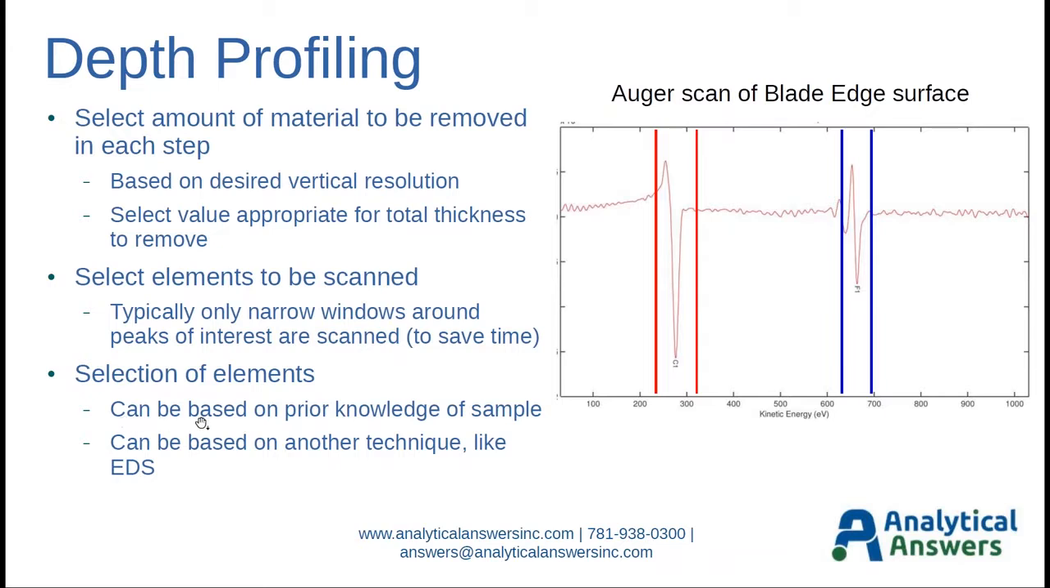Well, you can base it on prior knowledge of the sample. If you're doing quality control or R&D, you probably know what coatings are in the stack, and so we can program the depth profile based on what's there. But if you're doing reverse engineering of a competitor's sample, then you won't know what materials are in the stack. And so in this case, we're going to use EDS in order to figure out more about what's deeper into the sample.